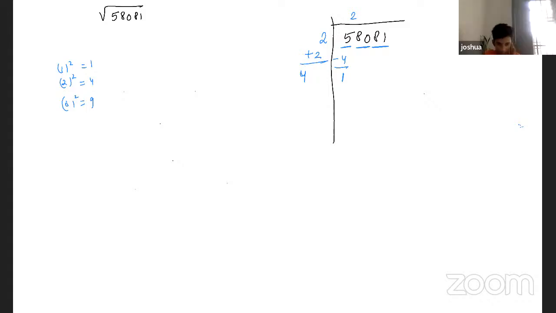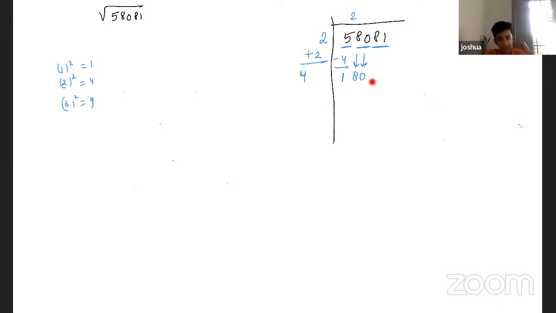Okay. Now 80 will come down because they are in pair. Now we have to choose any number from 0 to 9. Sir, why won't 81 come down? Because right now first we have to solve these two pairs. After this step, when we solve this, then they will come down. Okay. Yes, Joshua.